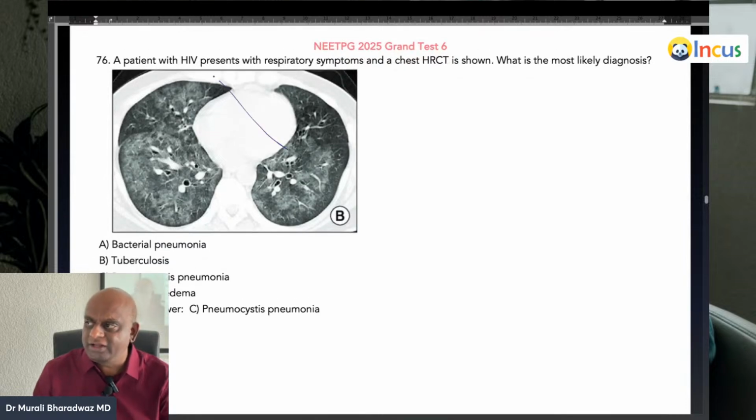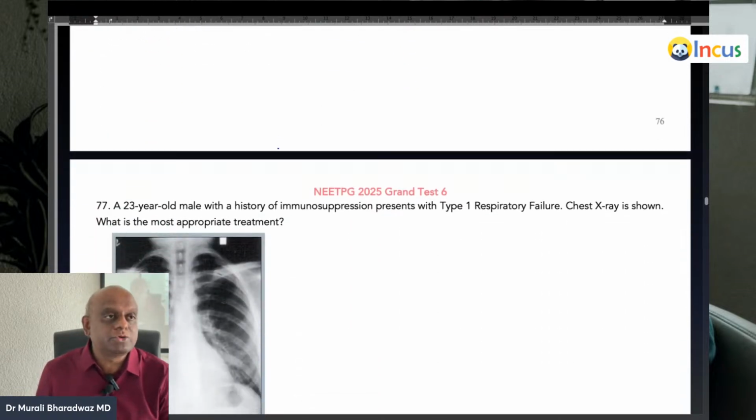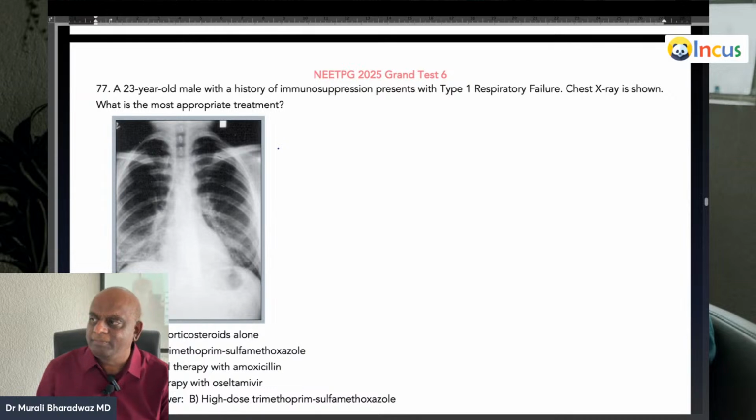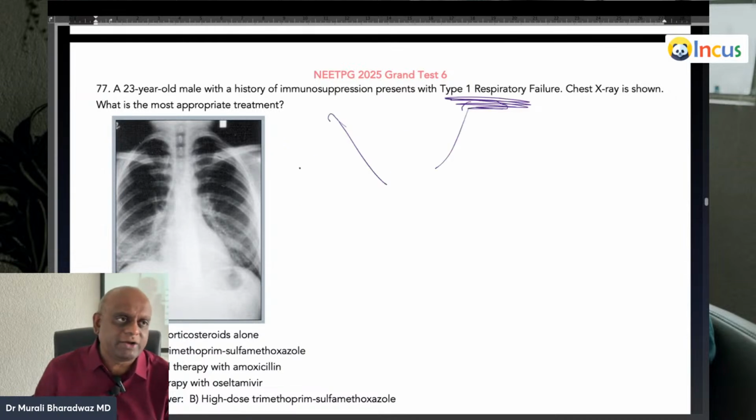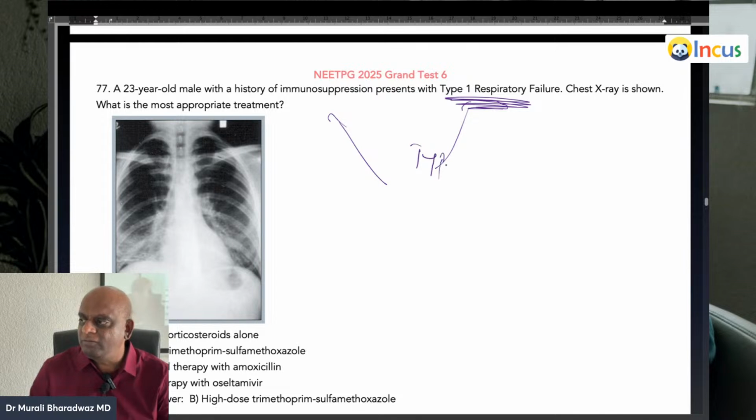A patient is having HIV, presents with respiratory symptoms with interstitial edema, which is classical of Pneumocystis carinii pneumonia. There is a history of immunosuppression, presents with type 1 respiratory failure. Once more, what is type 1? What is type 2?